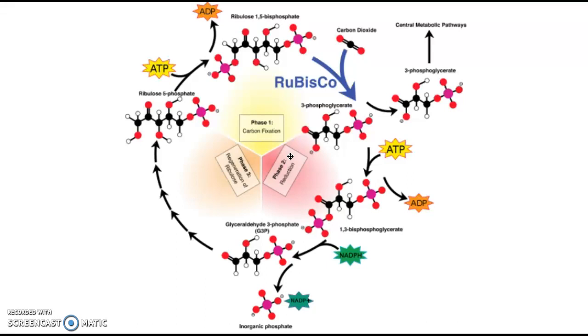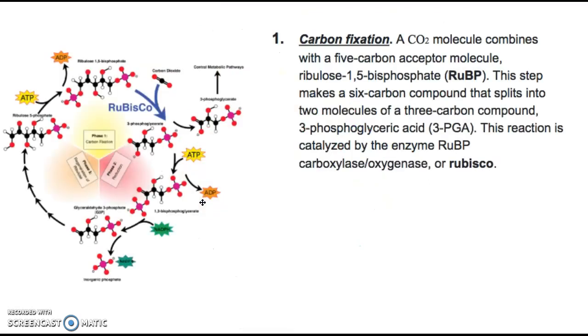And what I did is I just wrote a few notes down of the main components that you guys should know in order to break down this image. So I'm going to break this down step by step. Phase 1, carbon fixation. Phase 2, reduction. And then phase 3, regeneration. And then I'll come back to this image, and hopefully that will be a little less intimidating once I break this up into phases.